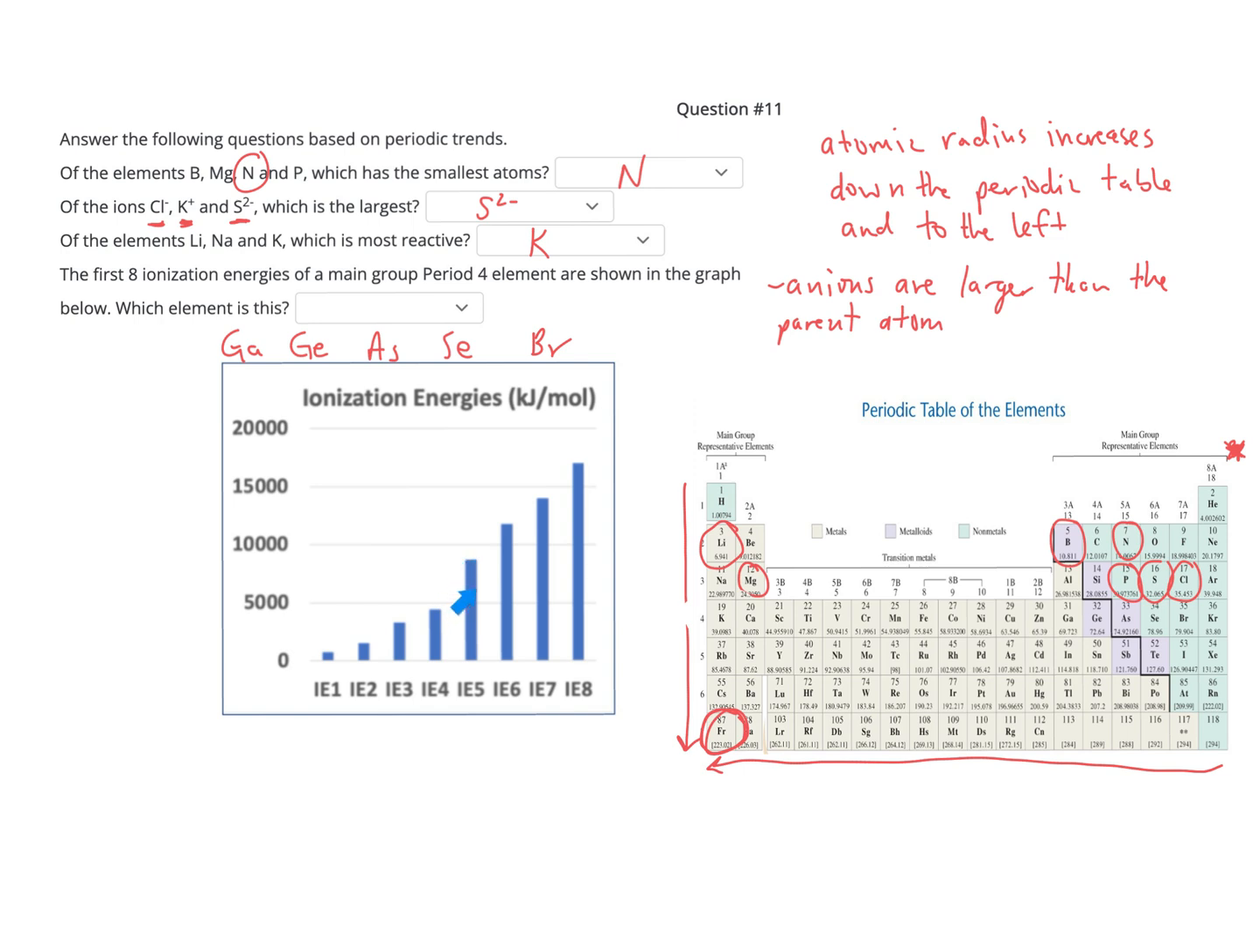So if we look at the elements listed, we're looking for an element that has 4 valence electrons, because this large jump in energy here means here's my 4 valence electrons. I've lost those 4 valence electrons. Now I'm trying to take a core electron away. And so this can't be bromine. Bromine has 7 valence electrons. Selenium has 6 valence electrons.